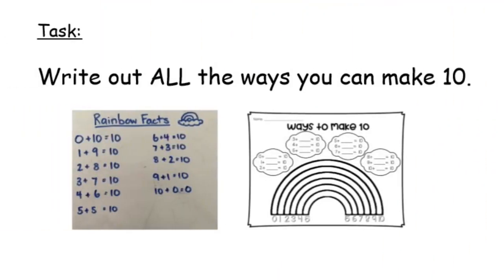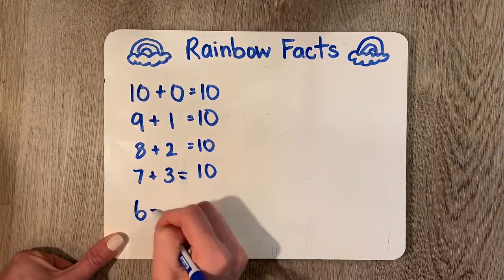Today's job is to write out all your facts that make 10. So all the addition sentences today, and I keep saying rainbow facts, and that's because at the beginning of the year, we did this with a rainbow worksheet, and I've kind of put a picture there to try and help you remember, and I'm going to show you right now the ways you could do it too.